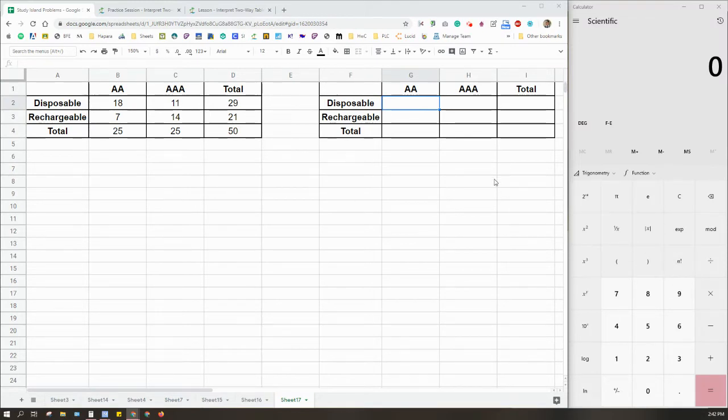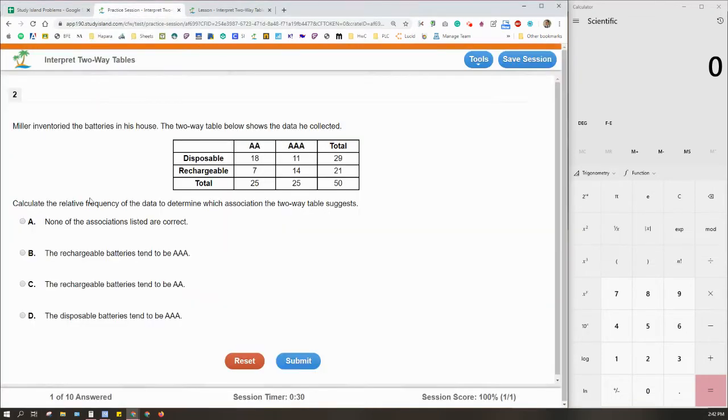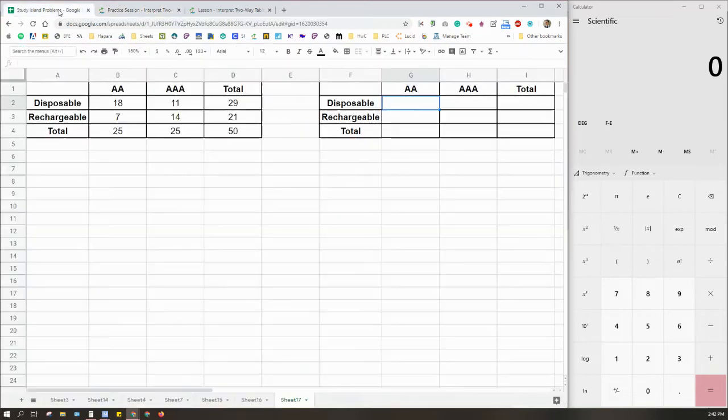Now I've got my calculator ready to do the calculations needed for my relative frequency table, but I need to decide if I'm doing a row relative or column relative frequency table. So let's look back at our problem and see what we're actually trying to determine. These three statements all talk about whether the rechargeable or disposable batteries tend to be AAA or AA. That means we care about whether the disposable is AAA versus AA, and whether the rechargeable is AAA versus AA. Typically, that's a row relative frequency table that we're going to make. So we'll go back to our table.